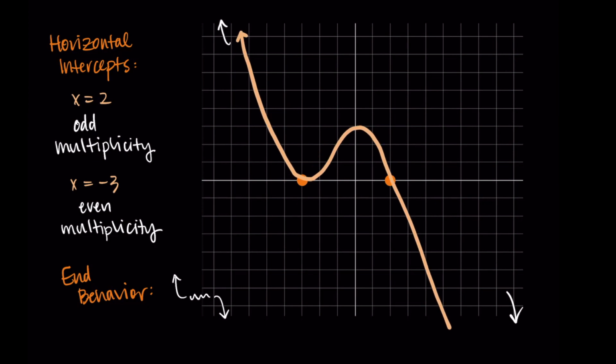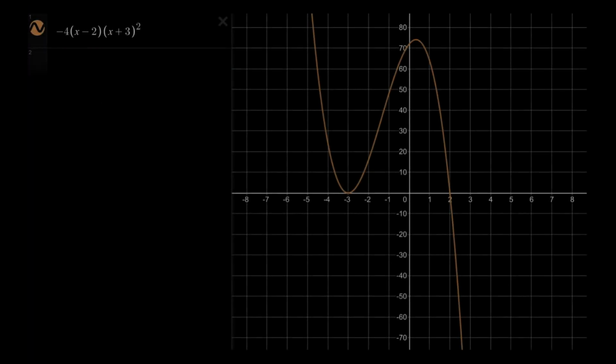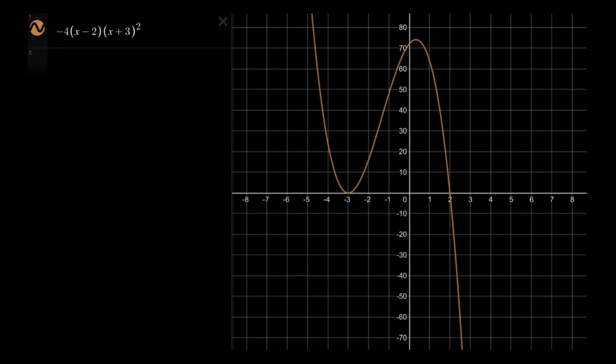So this is a super general sketch, but it gives us the basic idea about what the function looks like. So then when we go to graph this in Desmos, we're seeing it has the same shape, where at negative 3 it's bouncing off, and at 2 it's crossing through, and on the left side it goes up, and the right side it goes down. So these same principles can be applied to sketch a graph of any polynomial that's given in factored form.